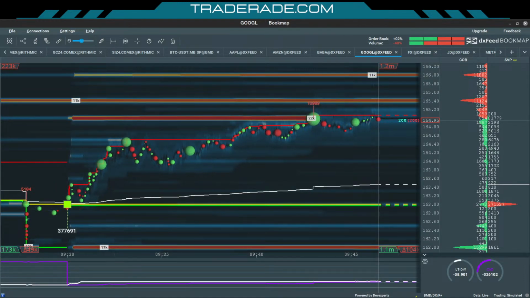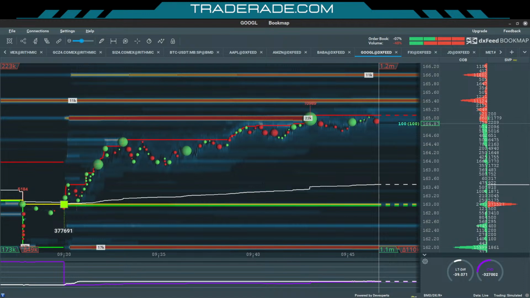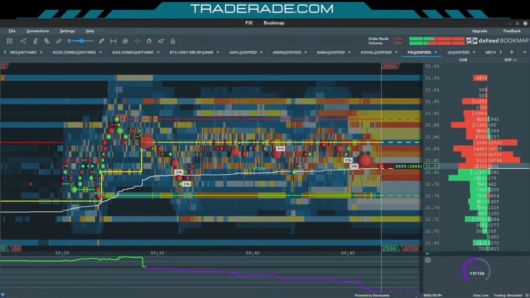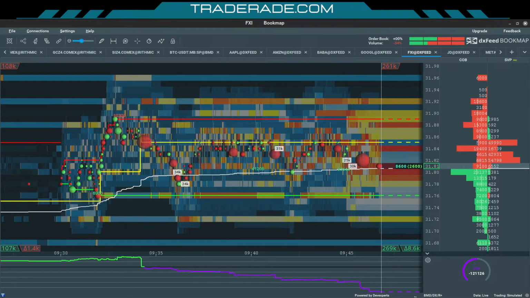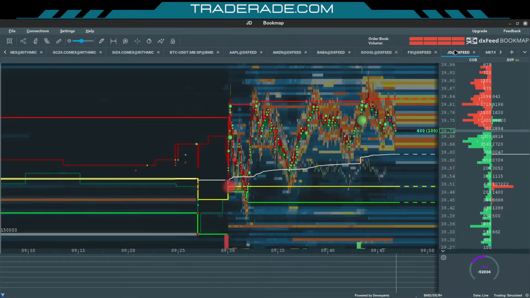Alphabet shares making new cash session highs, taking out that 165 area of offered liquidity where there's about 22,000 shares on offer. We discussed this earlier as being a potential magnet. Well, we had that magnetic effect. Price was pulled into it, and that offer was released. FXI, like BABA, consolidating here just around $31, $32, trading currently $31.81.